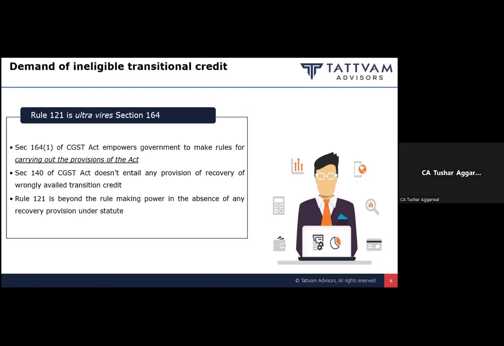I have taken a suo motu decision irrespective of all this argument, since the department is contending that credit is not available, transitional credit, because of some merits. I am reversing it today in 2022. Am I required to pay the interest on this wrongly availed transitional credit, which I have utilized also? Is interest payable legally under section 50?